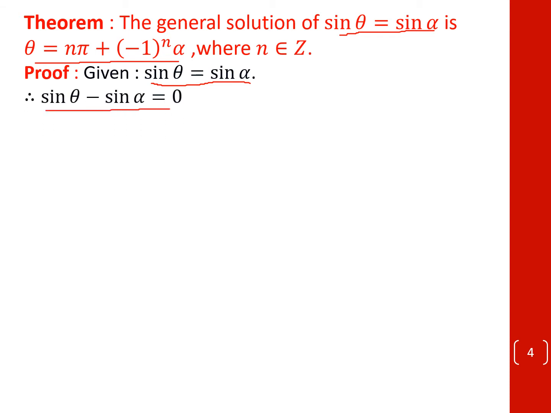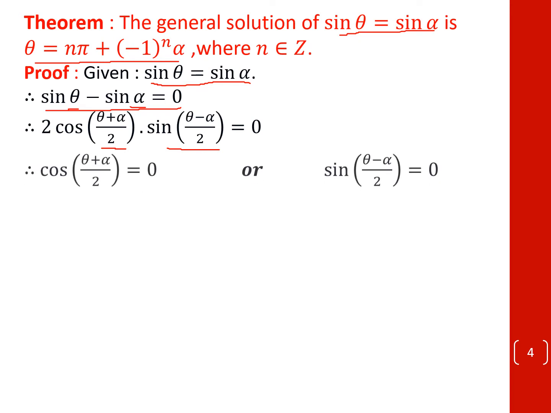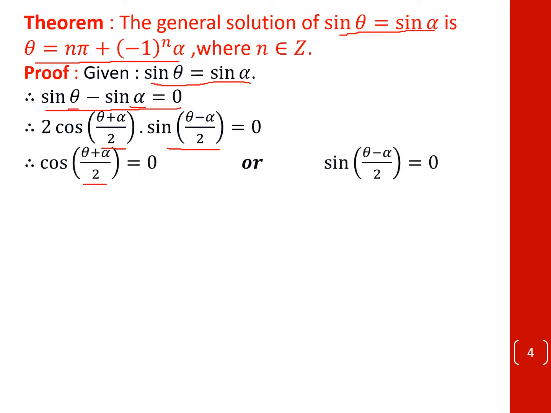We know, students, the formula of sin C minus sin D. Using that formula we have 2 cos of (theta plus alpha) by 2 into sin (theta minus alpha) by 2 is equal to 0. Therefore, cos of (theta plus alpha) by 2 is equal to 0 and sin of (theta minus alpha) by 2 is equal to 0. At what angle does cos have value 0? That is at pi by 2, 3 pi by 2 and so on.